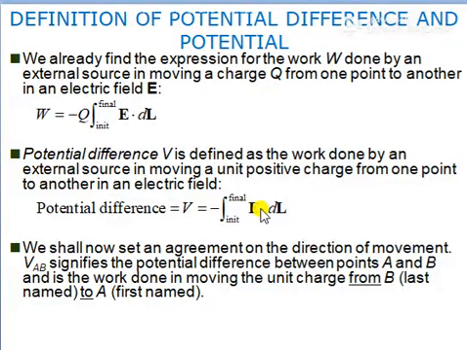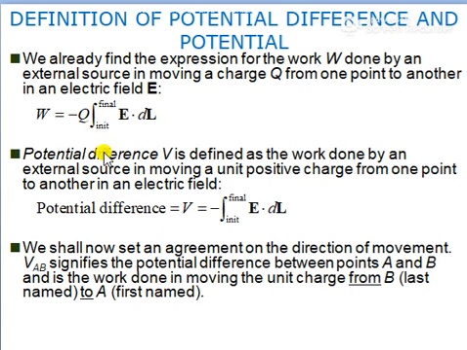Hello students, in the last lecture we studied the energy expended in moving a point charge and the line integral. Today we will study the definition of potential difference and potential. You already know the expression for work done by an external source in moving a charge q from one point to another in an electric field: W is equal to minus q integration over initial to final E dot dl. This is the equation, already you know that.